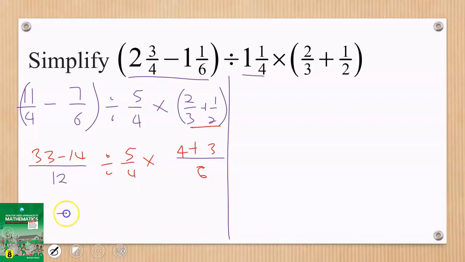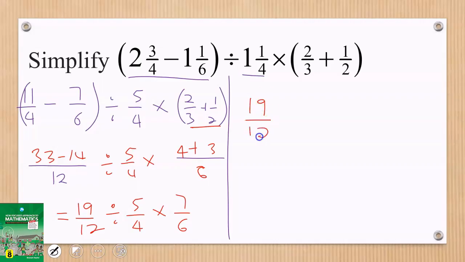So when I go down a bit, I can have 33 minus 14 will be 19. So 19 over 12 divided by 5 on 4, times. Here too, we are going to have 4 plus 3 is 7 on 6. So again, we have division, we have multiplication. So we can do division first. So we can have 19 on 12 divided by 5 on 4, which can be changed into multiplication by reciprocating the 4 and 5. Then times our 7 on 6 already.